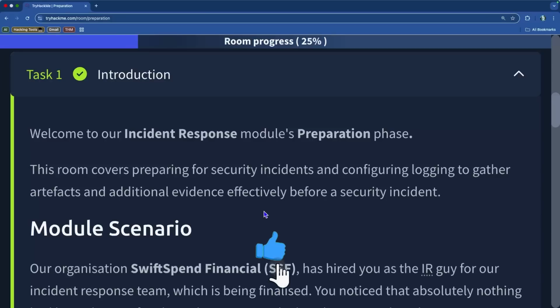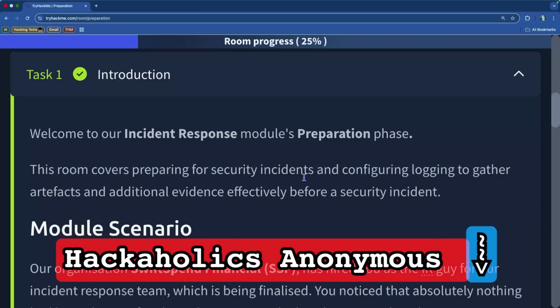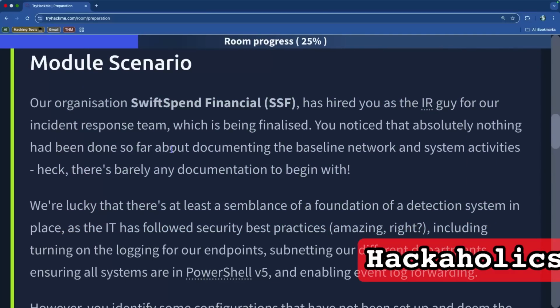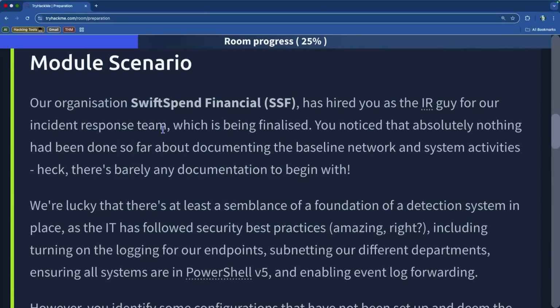The incident response module actually has an overall scenario that we're going to be going through. And in this particular video, we're going to prepare for security incidents and configure our logging to gather artifacts and additional evidence. And the module scenario is this. The organization Swift Spend Financial has hired you as the IR guy, the incident response guy, for our incident response team, which is being finalized.